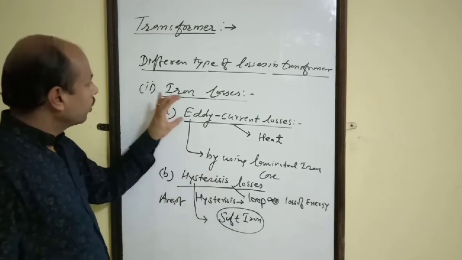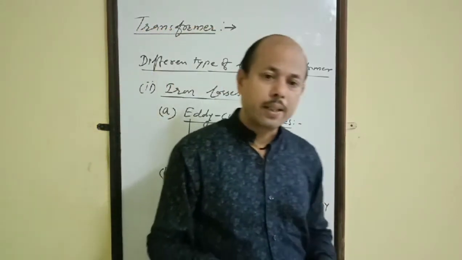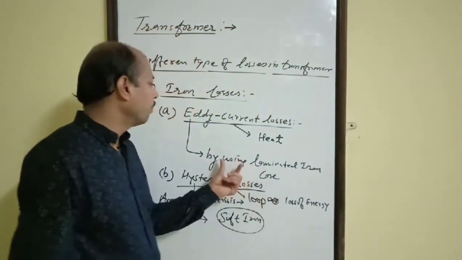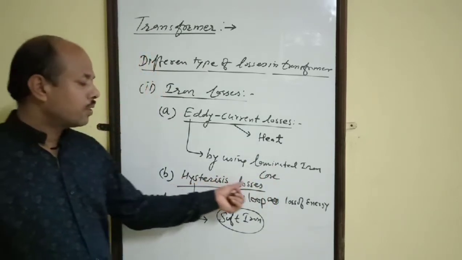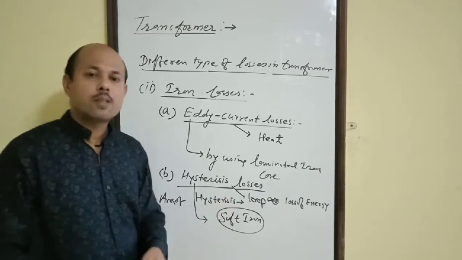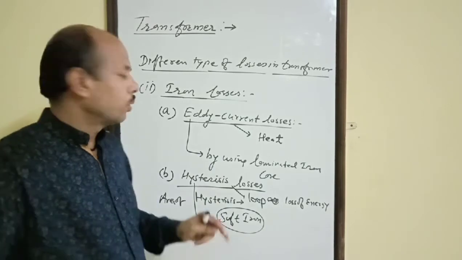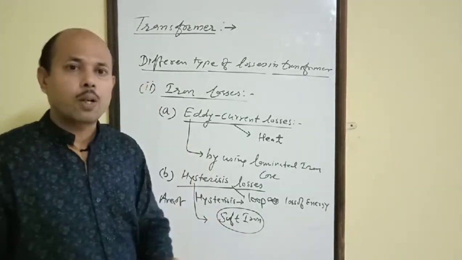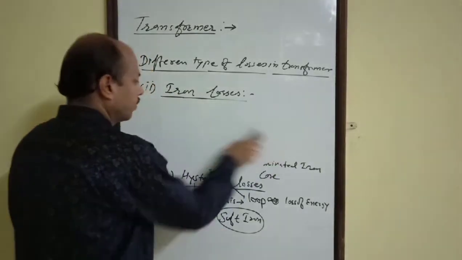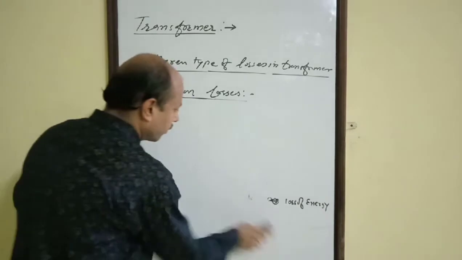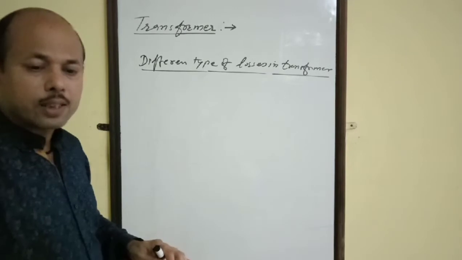So these are the two losses related to iron. One iron loss is losses due to eddy current, and it can be minimized by using a laminated iron core. Secondly, hysteresis losses, which can be minimized by using a core of soft iron instead of steel. So these are the two losses. One is copper losses, other is iron losses, and the last one is flux losses.